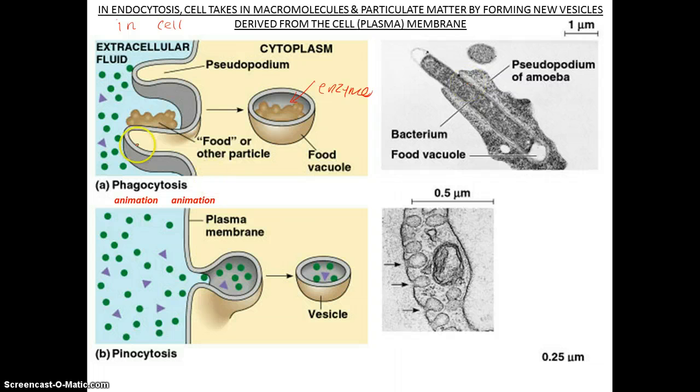Now phagocytosis, basically think of it as cell eating, and pinocytosis, think of cell drinking. So the particles are smaller and liquid. So again, the cell membrane will surround it, and you'll see a vesicle around it, and again enzymes could be released to break it down.